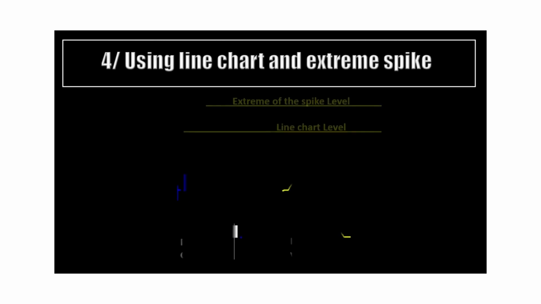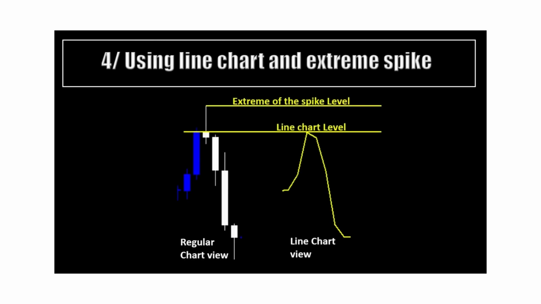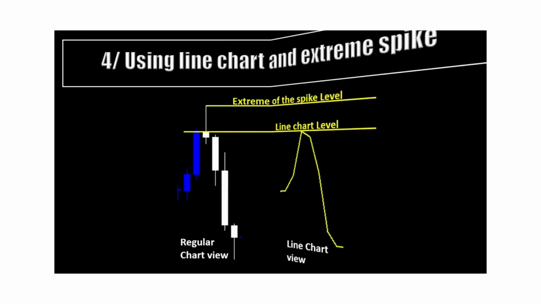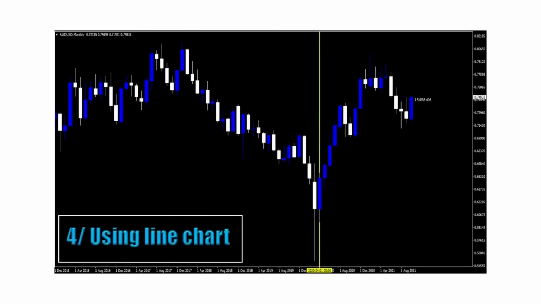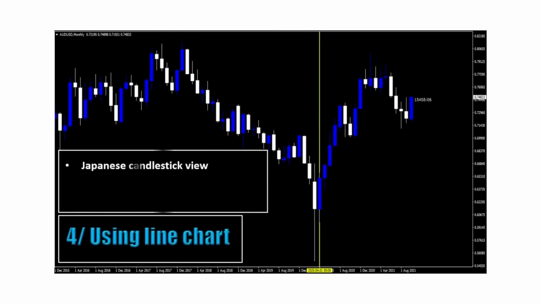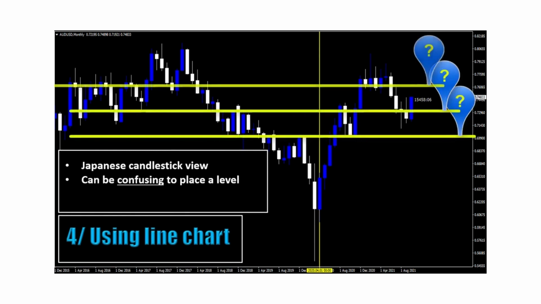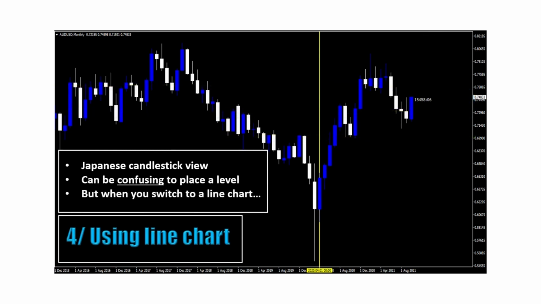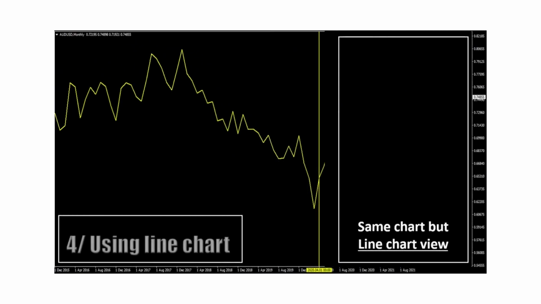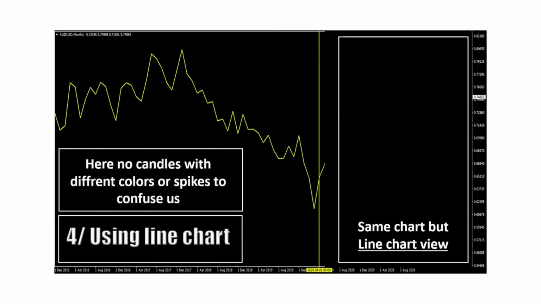Fourth element, using the line chart and the extreme of the spike. First, using the line chart. Japanese candlestick view, as you can see, can be confusing to place a level. But when you switch to the line chart, this is the same chart, but line chart view, here no candles with different color or spikes to confuse us.